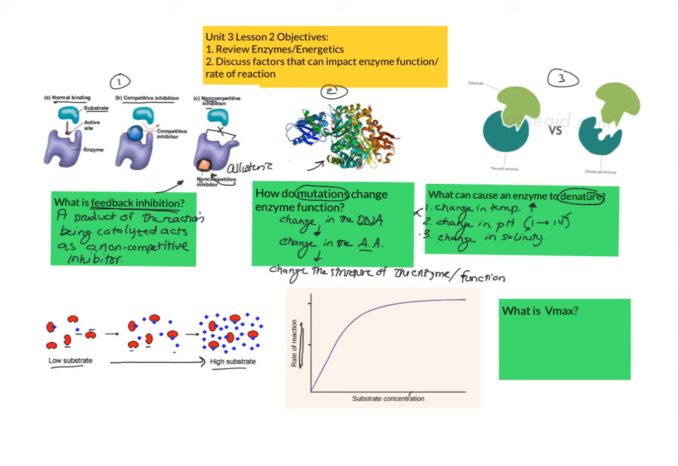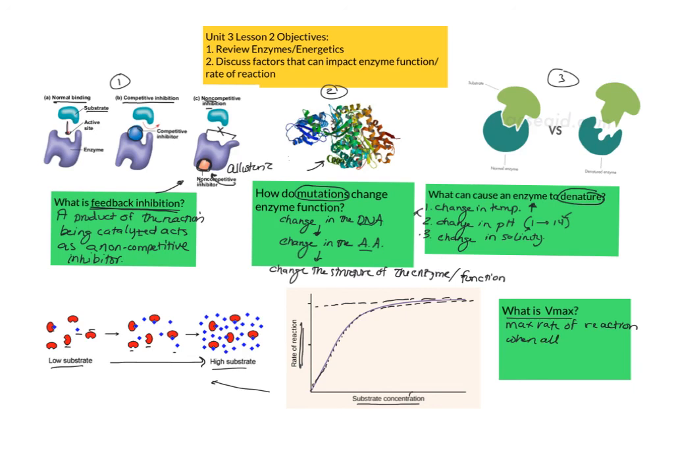On the x-axis, we have substrate concentration, which in this model refers to increasing the amount of available substrate in the environment. And as you notice, the rate of reaction increases as substrate concentration increases, but it only increases to an extent. It actually plateaus off. This is what we refer to as the Vmax of this reaction.